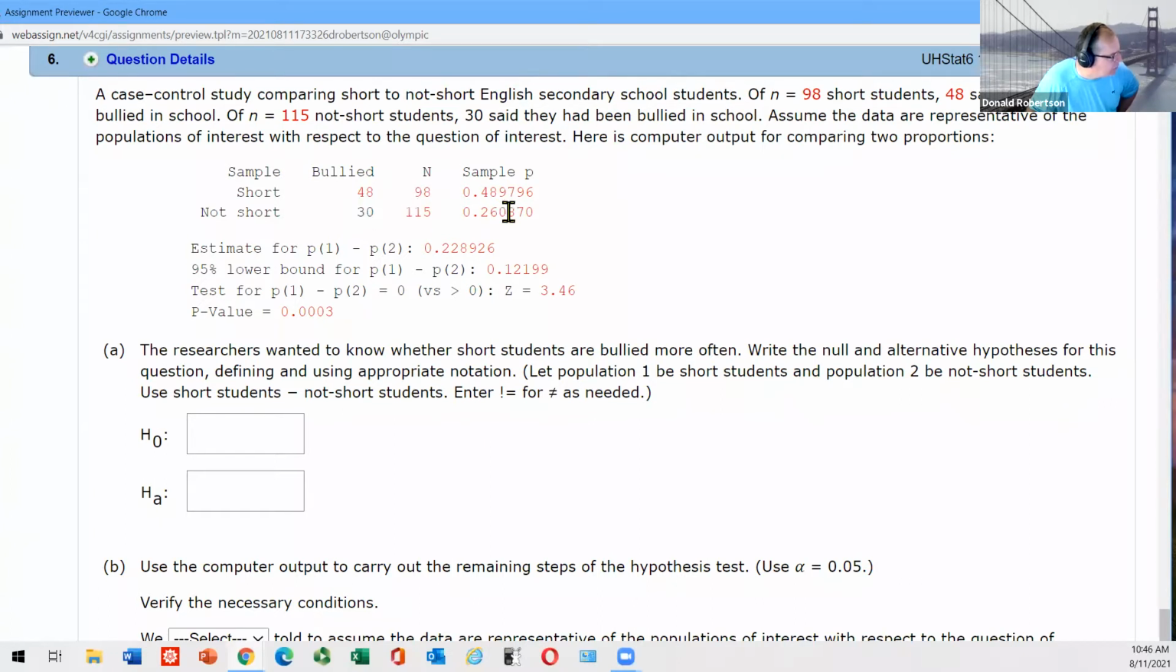30 out of 115, that's your P2 hat. The difference, which is what that is. Have you noticed that they call it P1 bracket, take away P2 bracket, but you can't use that in WebAssign? That's just not right, is it? I mean, it's okay for them to do a bracket, but you can't. It doesn't seem fair. Anyway, there's a thing called the lower bound, which we haven't talked about yet.